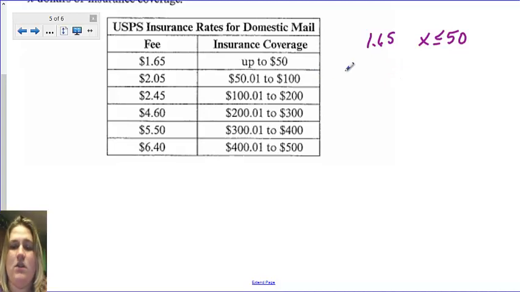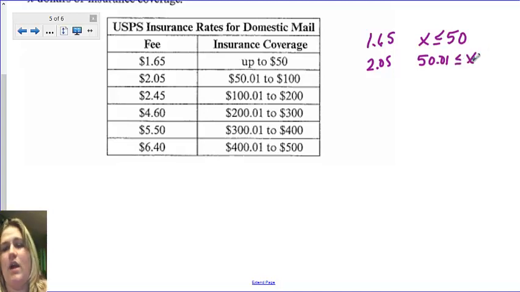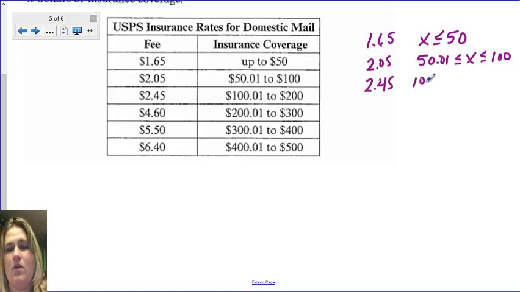Then for the next one, it's $2.05, where 50.01 is less than or equal to x, which is less than or equal to 100. And $2.45 is going to be where 101 is less than or equal to x, which is less than or equal to 200. And this is going to continue the exact same way all the way through.